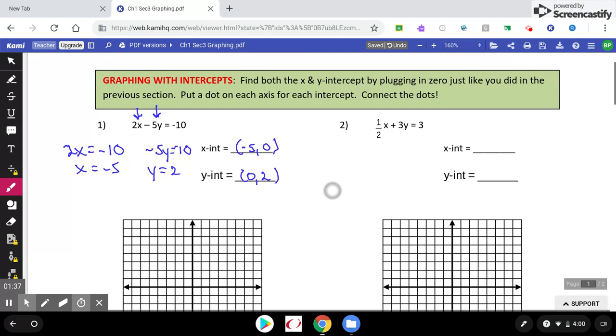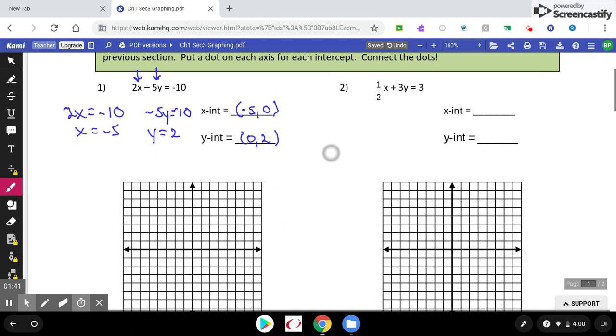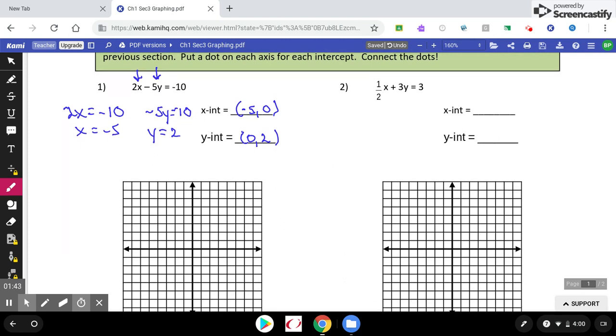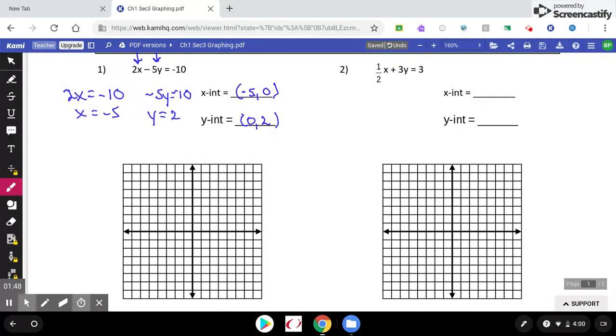So there we go. So it's pretty darn easy to graph with intercepts, and it kind of depends on the form of the equation. So that equation is in what's called standard form. We talked about that before. And if it's in standard form, this is usually the easy way to go. So an x-intercept of -5, 1, 2, 3, 4, 5, would be right on the x-axis. Y-intercept 2 would be right on the y-axis.